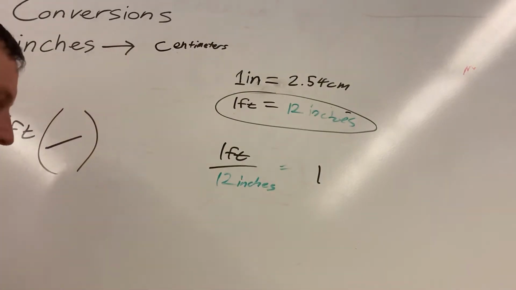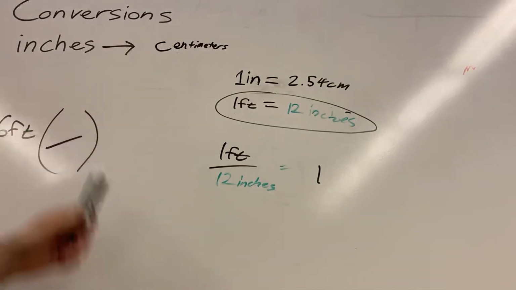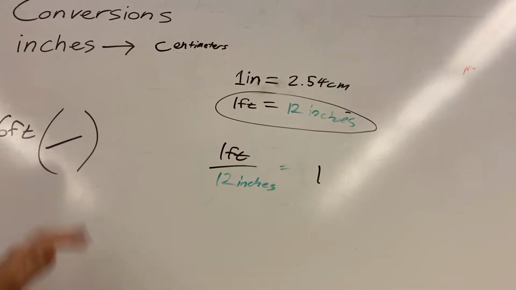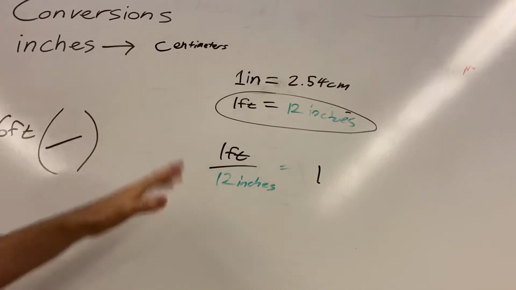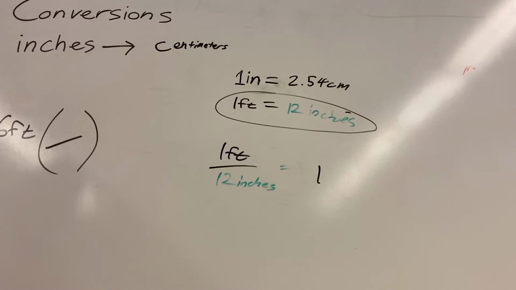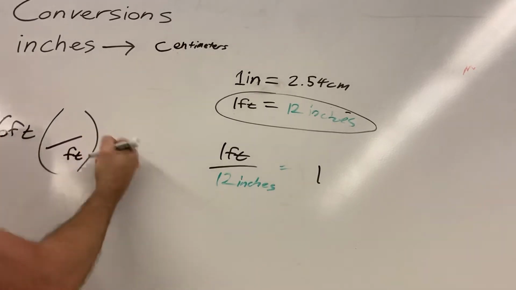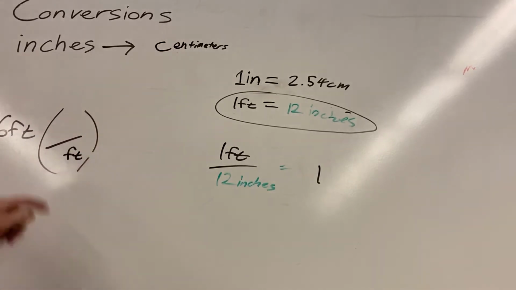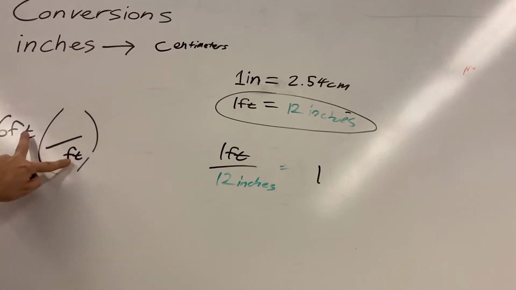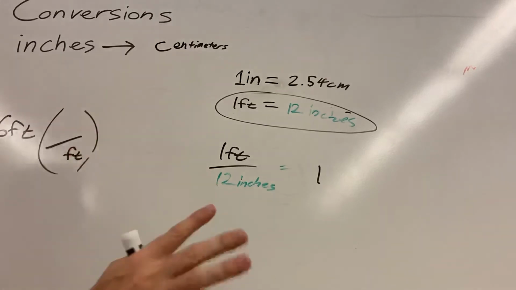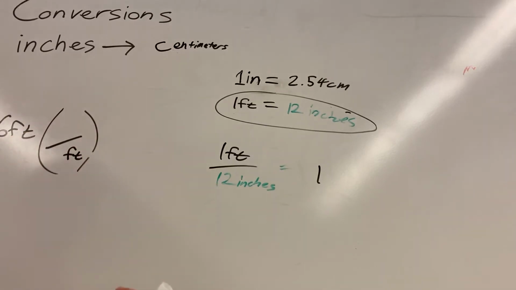So what's going to happen is we're going to change the look of this thing. We're going to get that 72 inches. So first things first, I'm going to decide what goes on the top and bottom. I'm going to put feet on bottom. And the reason why I'm doing that is because the feet is on top, feet's on bottom. These are going to cancel. I'm no longer going to have anything that says feet, right? I'm going to have inches only, which is what I want.